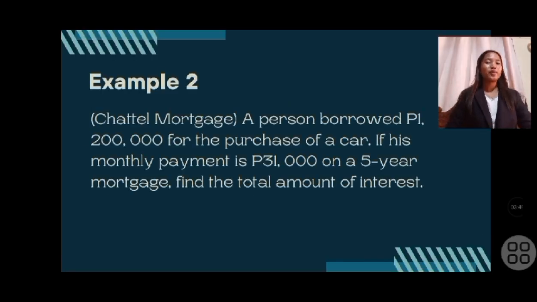And next, we have example number 2. This is an example of chattel mortgage. A person borrowed 1,200,000 for the purchase of a car. If his monthly payment is 31,000 on a 5-year mortgage, find the total amount of the interest. So let's identify the given.